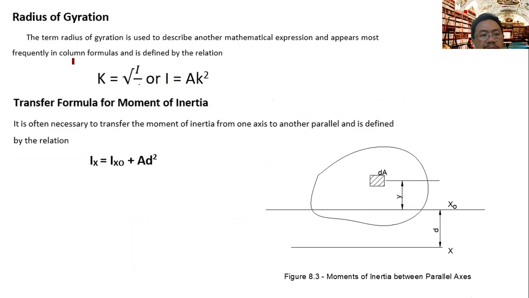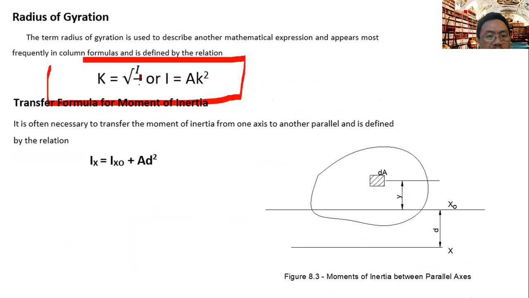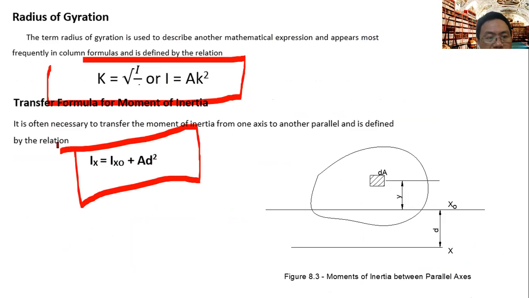So let's say radius of gyration, as we all know, we need to have this formula, which we are going to further discuss in the next sessions. But we are very much interested in this one, the transfer moment of inertia, because we always use this one in all our calculations.